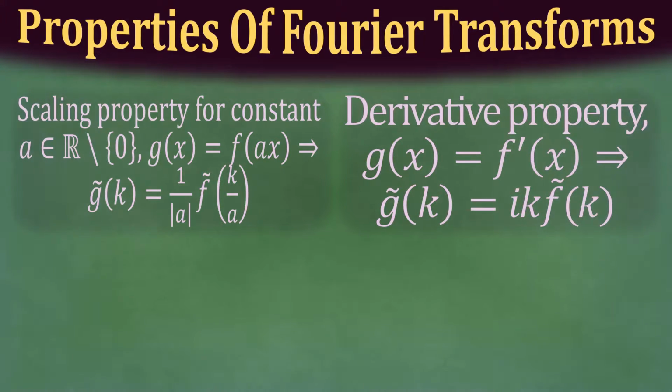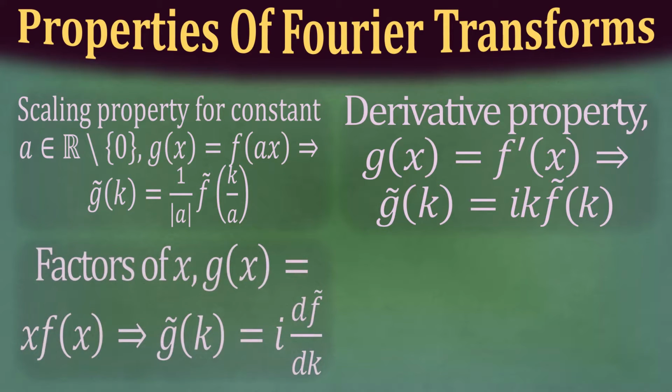We have the derivative property that g of x equaling f dash of x implies g tilde of k is equal to i k f tilde of k. We also have the factors of x property that g of x equaling x times f of x implies g tilde of k is equal to i times d f tilde dk.